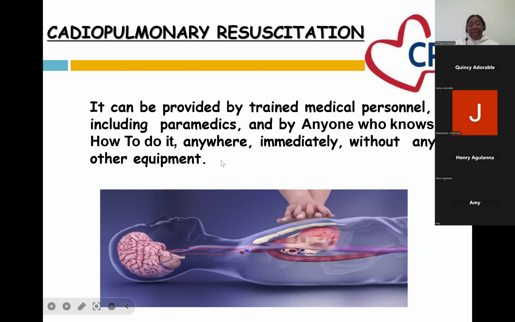Looking at this slide, it is telling us that it is not only medical personnel that are trained to do CPR. These services can be provided by anybody at all, including the paramedics. Anyone at all can do it. You can do it anywhere, but you need to start as soon as possible to increase the person's chances of survival.